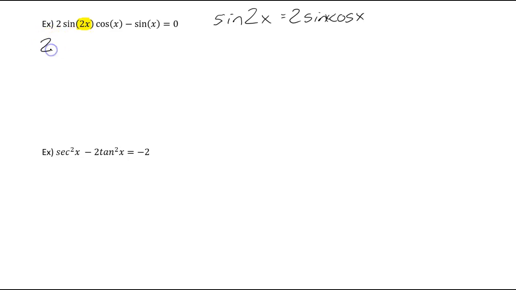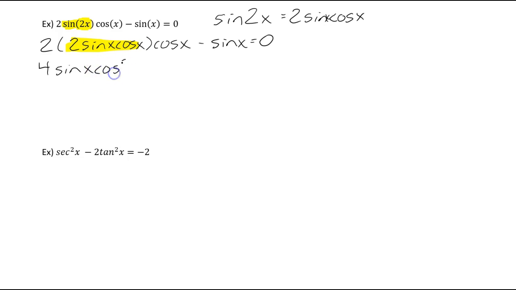So I have 2 times 2 sine x cosine x. So remember, I took this highlighted yellow section right here and just plugged it in right here. I'm leaving everything else the same. So then I still have my cosine on the outside and then minus my sine here. So one thing that we can do is go ahead and multiply these values together. So I know 2 and 2 will give me 4. I have sine, I only have one of those, and then cosine times cosine is cosine squared. And then I still have my minus sine of x.